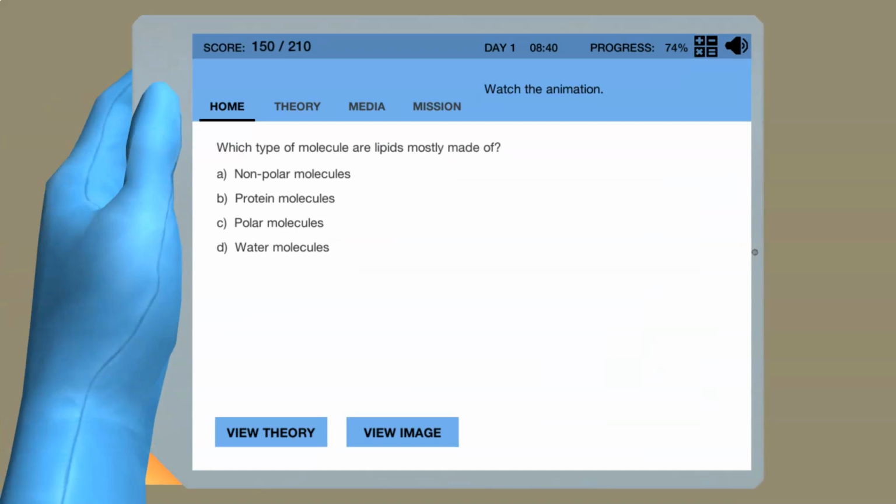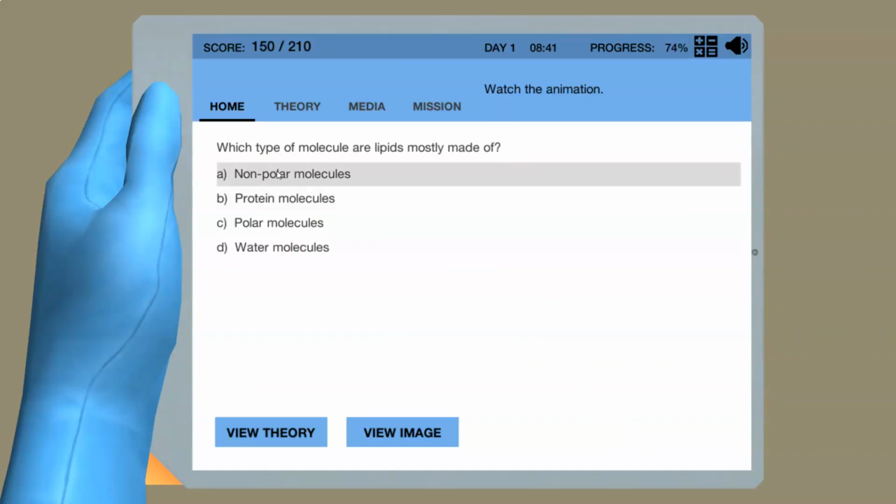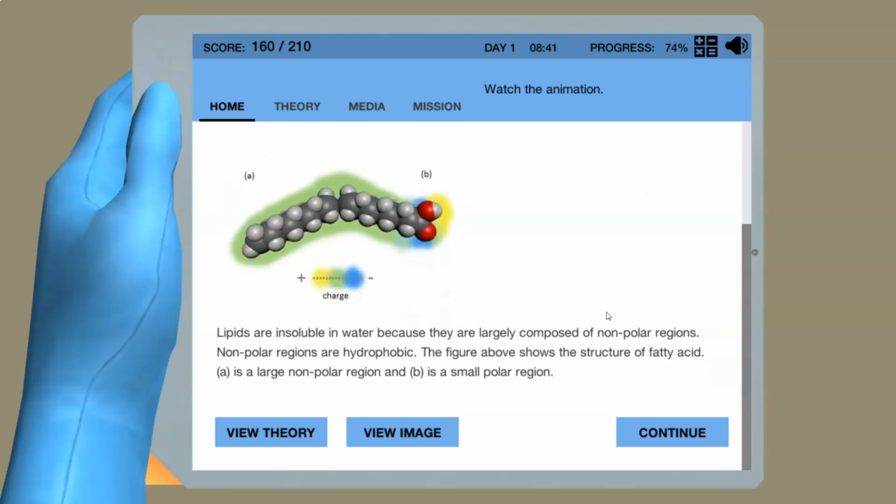Which type of molecule are lipids mostly made of? Lipids are organic molecules that are insoluble in solutions of high polarity such as water. For example, think about interaction between oil, which is a lipid, and water. Lipids are insoluble in water because they are largely composed of nonpolar regions. Nonpolar regions are hydrophobic. The figure above shows the structure of fatty acid. Is a large nonpolar region and is a small polar region.